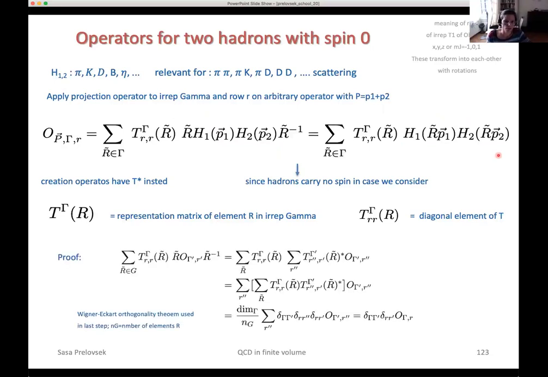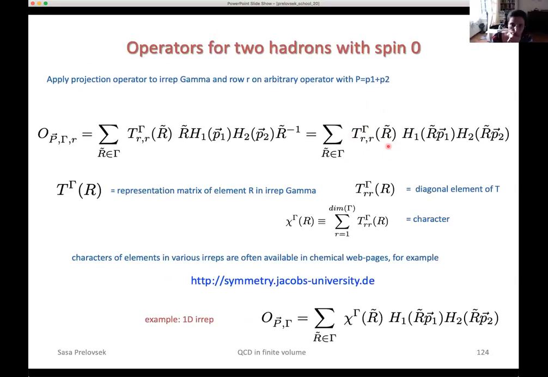Now, there is a proof of why the operator that is obtained in this way transforms according to the given irrep. You see it has three lines and is basically based on the Wigner-Eckart theorem. I will not go through it, you can look at the proof yourself. But this is a well-known projection method. Okay, but now let's try to apply it. The only thing you need is these representations, right? So you need these representations.